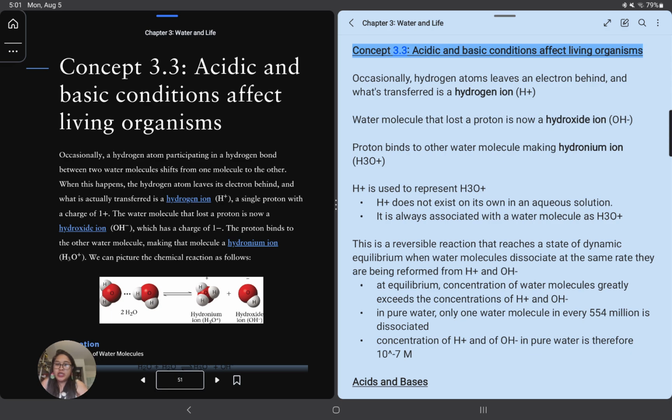In this video, we'll be going over concept 3.3: Acidic and basic conditions affect living organisms.